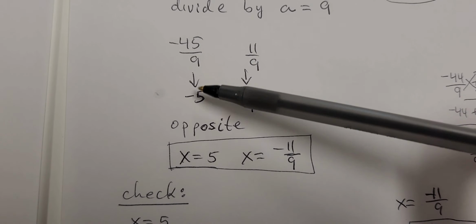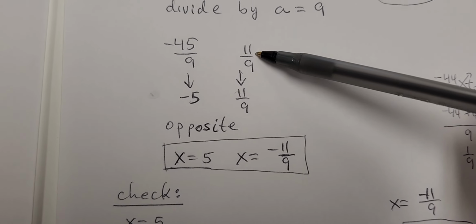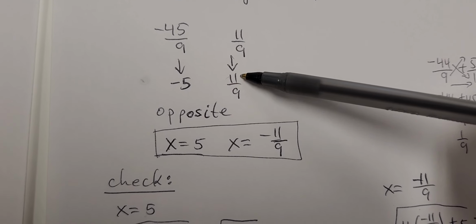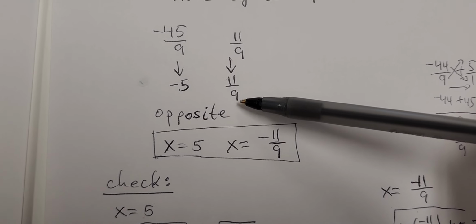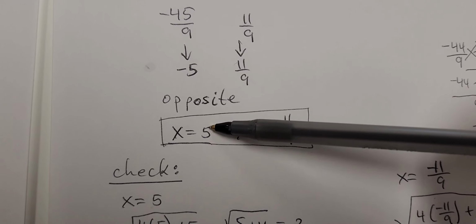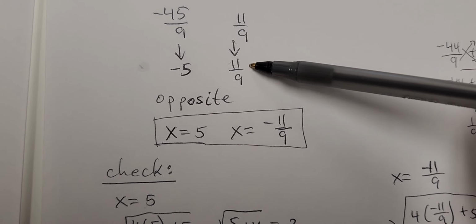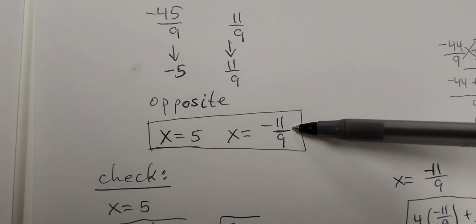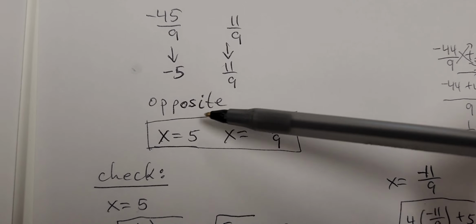So this can be reduced, so it becomes negative 5. This cannot be reduced, so we leave it as 11 over 9. After that, make sure you take the opposite of it. So instead of negative 5, it becomes positive 5, and 11 over 9 becomes negative 11 over 9. So these are our solutions.